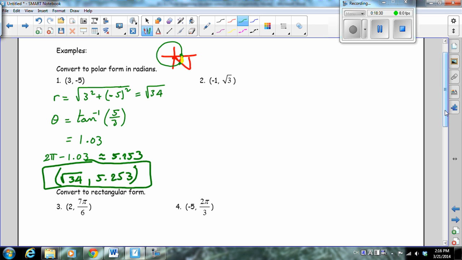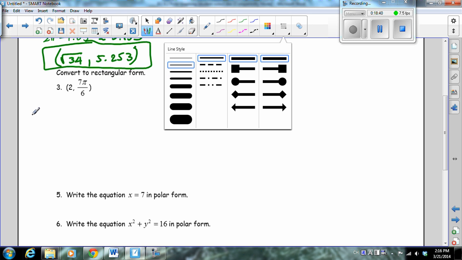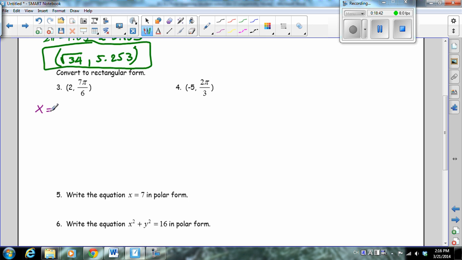I'll go ahead and do 3 also. For number 3, I have 2 and 7 pi over 6. This time we're converting to rectangular form. Alright, the first thing I would do is say x is equal to r cosine of the angle. Remember, the cosine is the x, so it will be 2 cosine of 7 pi over 6, and y will be equal to 2 sine of 7 pi over 6.